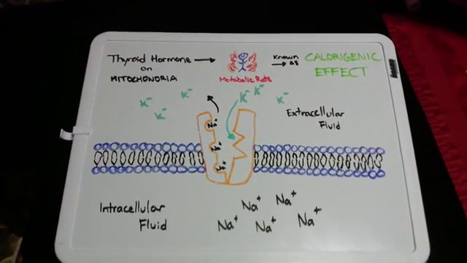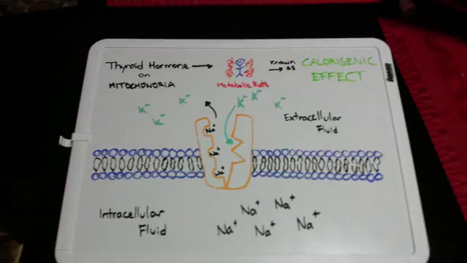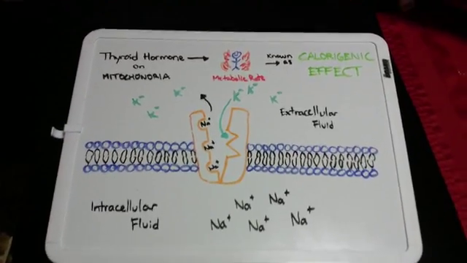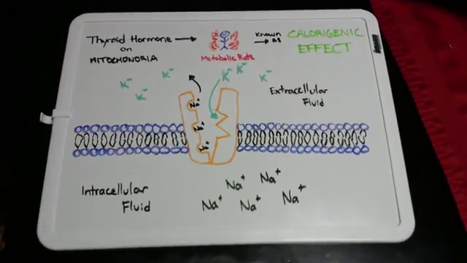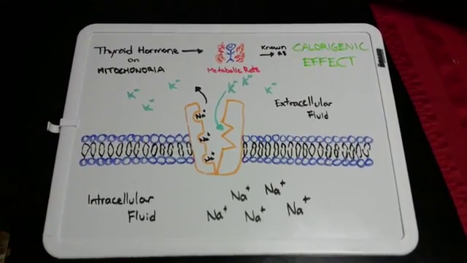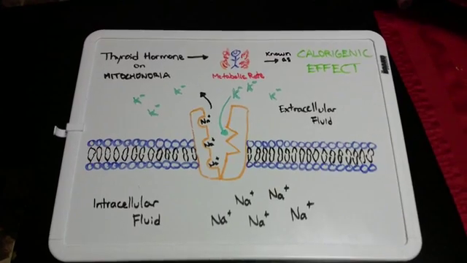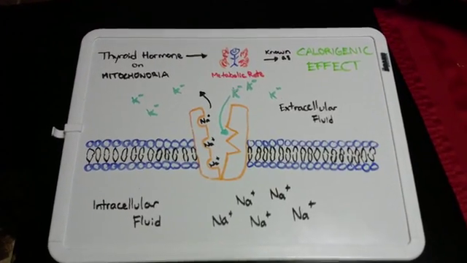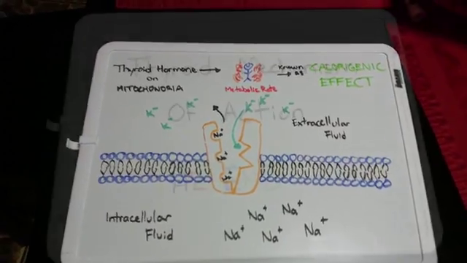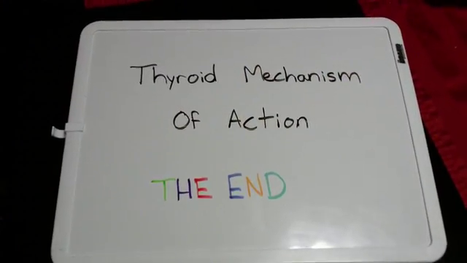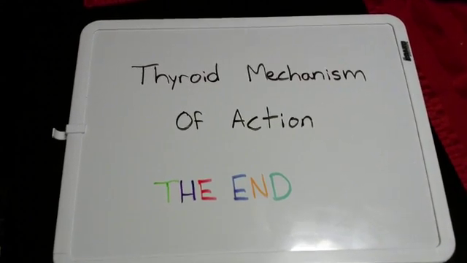The calorigenic effect also stimulates the production of an enzyme called the sodium-potassium ATPase pump, which carries 3 sodium ions out of the cell and 2 potassium ions into the cell through active transport and restores the ion concentration gradient. Well, that was my brief explanation on the thyroid mechanism of action.